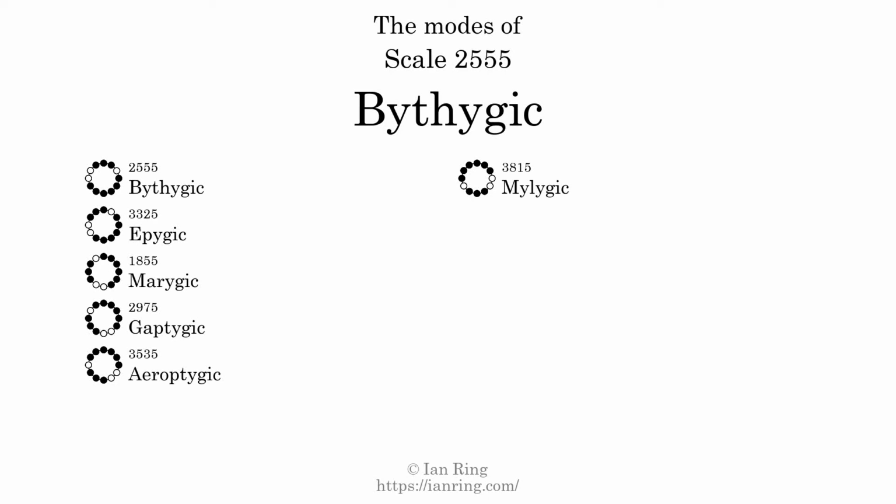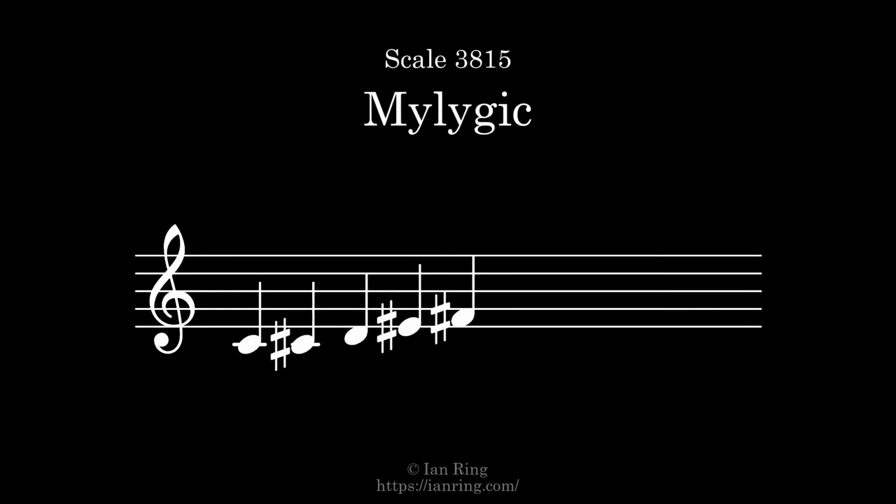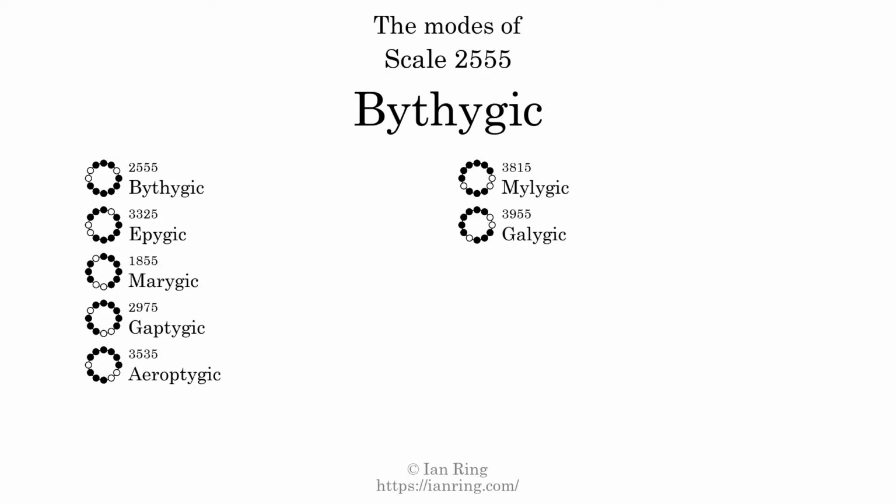The sixth mode is scale 3815, also known as Gallegic. It sounds like this. The seventh mode is scale 3955, also known as Gallegic. It sounds like this.